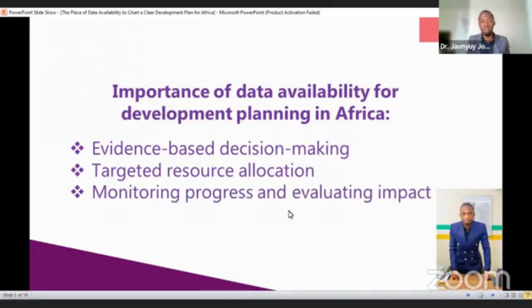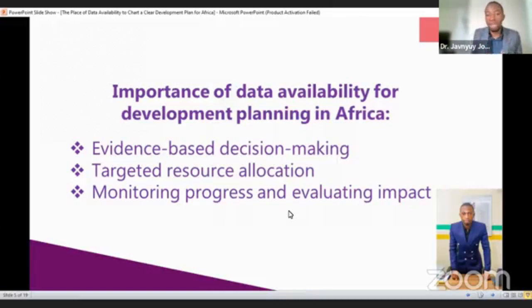Number three, it enables you to monitor progress and evaluate the impact. Without data, you cannot monitor the progress. I always like to ask my partners and my clients, how will you know you are succeeding? Even as an individual, how do you know that you're succeeding? Take financial success: if 2 years ago your monthly income was $1,000, and this year it is $2,000, what you are using to measure that progress is data, the numbers that you have available.